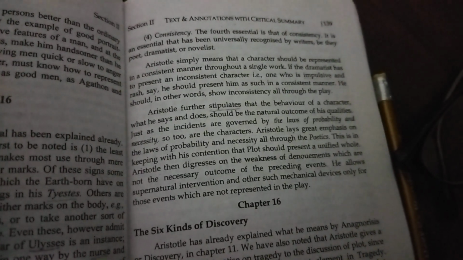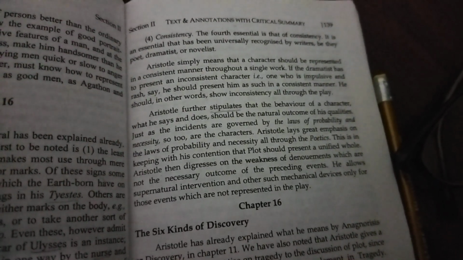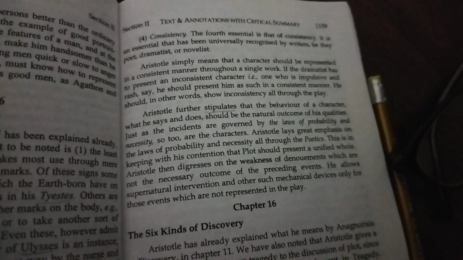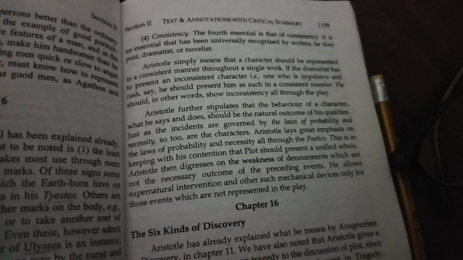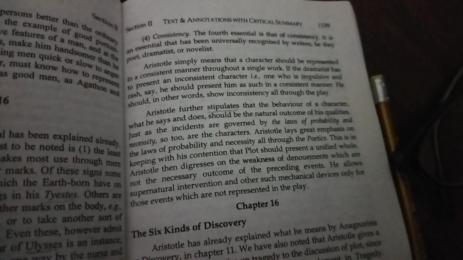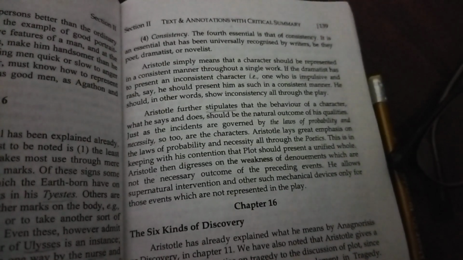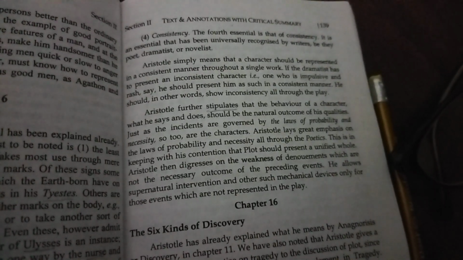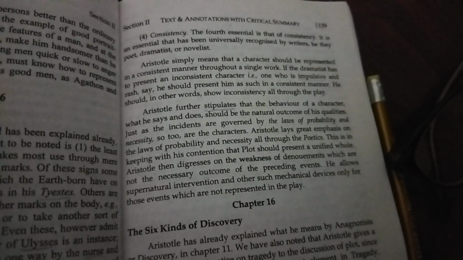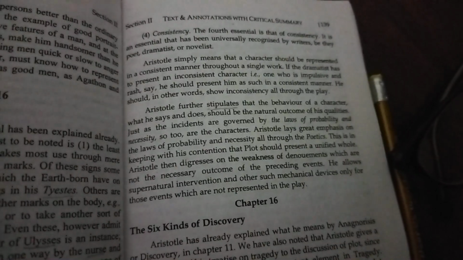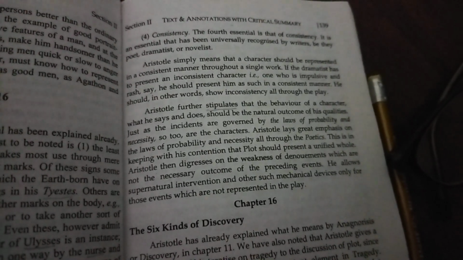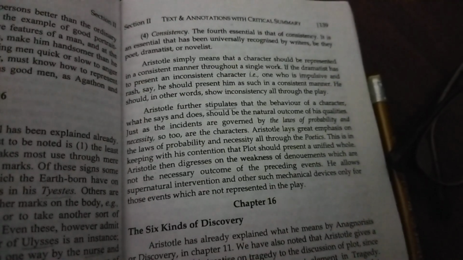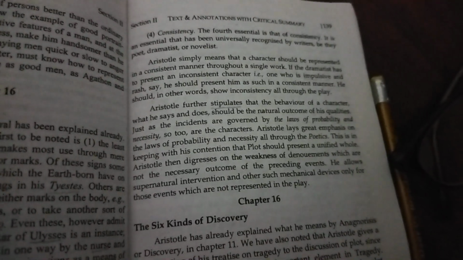Aristotle then digresses on the weakness of denouements which are not the necessary outcome of the preceding events. He allows supernatural intervention and other such mechanical devices only for those events which are not represented in the play.